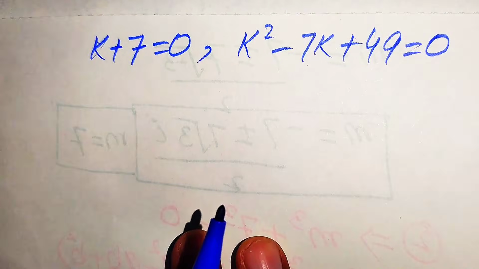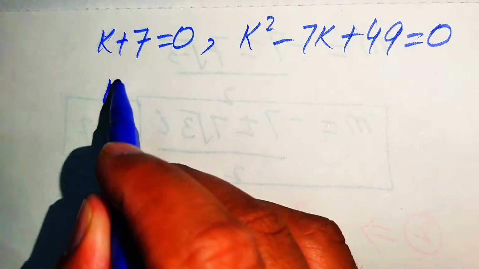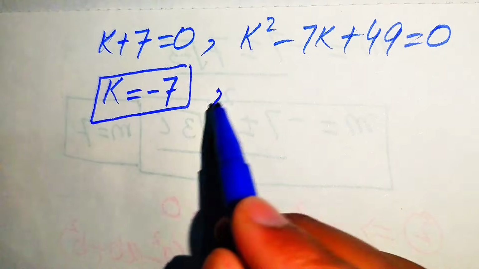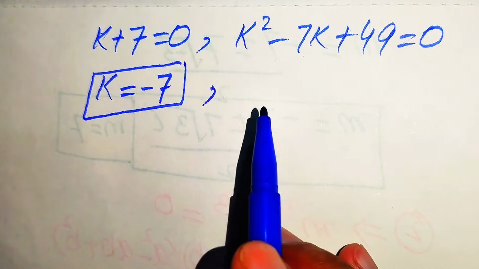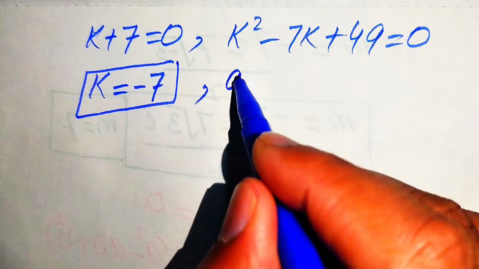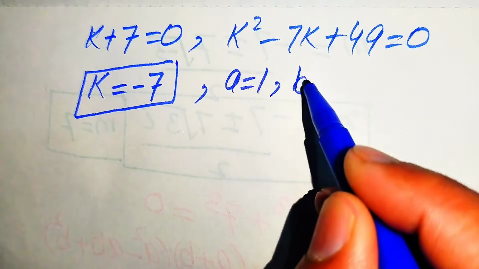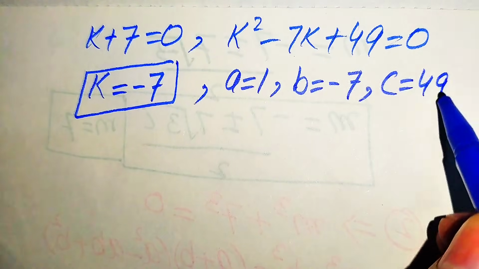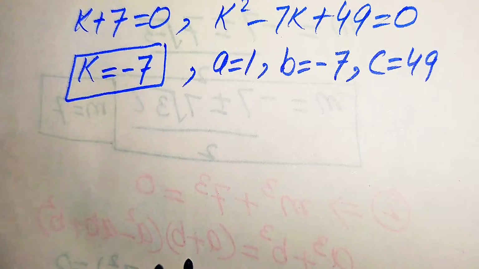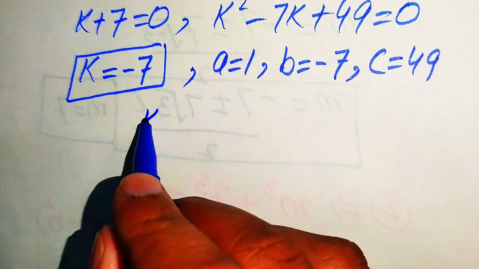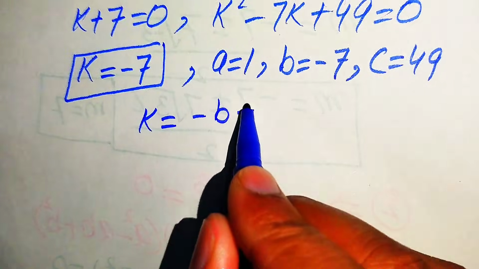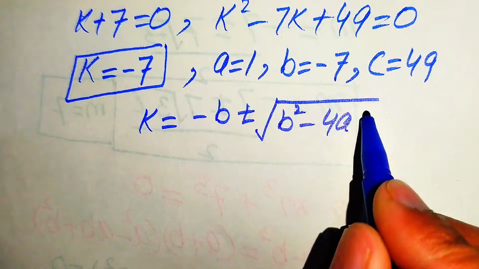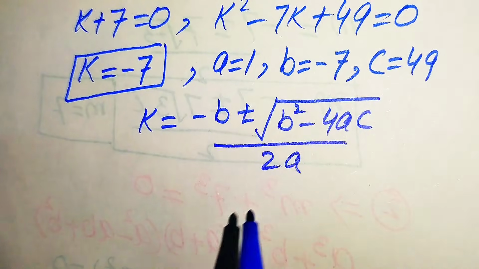So here we again solve each case and we get the other values of k. From the first case we get the value of k equal to minus 7, and from the second case, in order to find the values of k we need to use the quadratic formula. First we write the coefficients of this equation: a equals 1, b equals minus 7, and c is equal to 49. And we state the quadratic formula as k is equal to minus b plus minus square root of b square minus 4 times ac, divided by 2 times a.